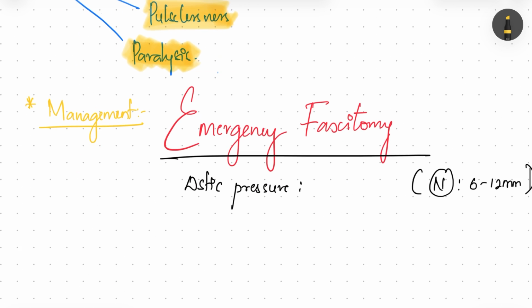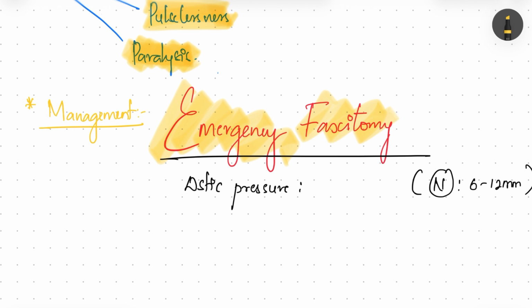Then coming to management, you are seeing a big term, emergency fasciotomy, which means nothing but just cutting the skin, superficial fascia, then deep fascia, so that the pressure will come out and be normalized.